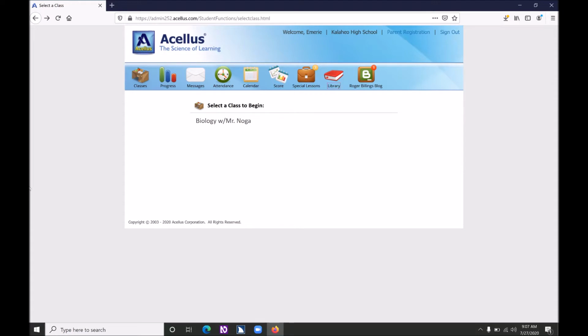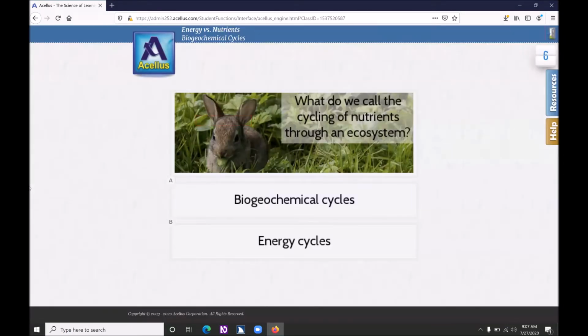Link library. I'm going to go to the bottom. Copyright 2000. Biology W. Enter. Select a class. Biology W. Mr. Noga. A cell visited. Link graphic. Heading level 6 energy. Heading A. Library 0. Inaccessible question, but I'm going to do them until I get into an accessible one. And then I will talk to you again.